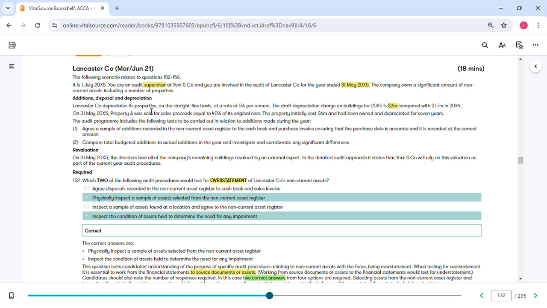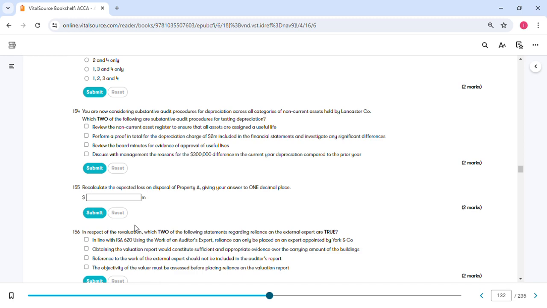They are talking about the properties, straight line basis. What is the audit program? The audit includes the following tests to be carried out. Agree a sample of additions in the NCR, non-current asset register, to the cash book and purchase invoice, and it has to be recorded correctly. Compare the additions with the budgets and the actuals, and any difference, you have to write down. Okay, you have to write down.